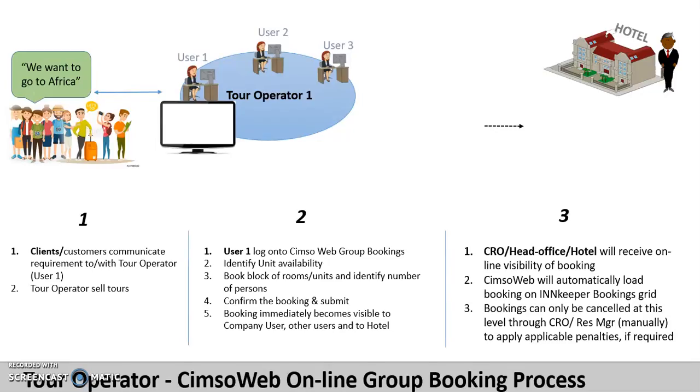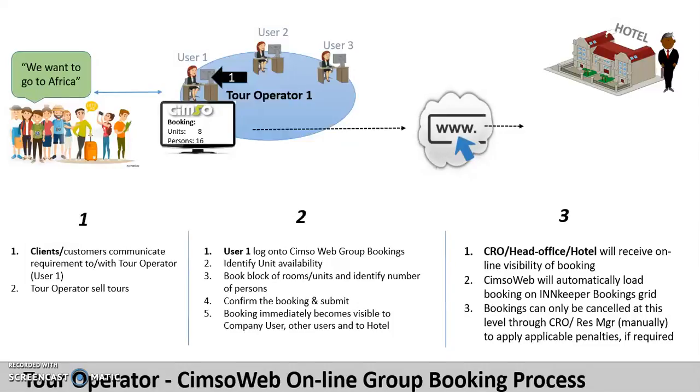Congratulations! You will now be able to make a group reservation on the Kimso online group bookings portal. Let's summarize what you have learned. First, the tour operator user is to confirm the group's requirements, dates, and details. The tour operator user will then log in and confirm availability of booking units or rooms on the system. The user can then make the booking for the group. They can enter their detail and they can submit the booking.